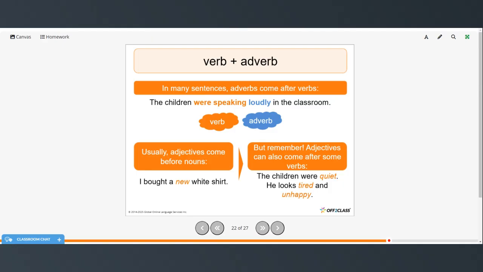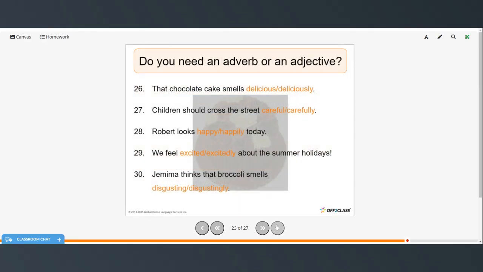But remember that adjectives can also come after some verbs. So the children were quiet. He looks tired and unhappy. So the to be verbs and the sense verbs, look, feel, smell, taste, the adjectives normally come after those verbs. All right, so do you need an adverb or an adjective in each of these sentences? Again, you can pause the video, try it on your own, and restart when you're ready to check your answers.